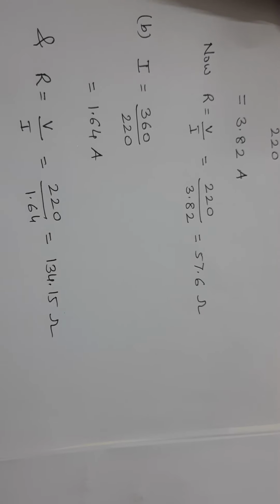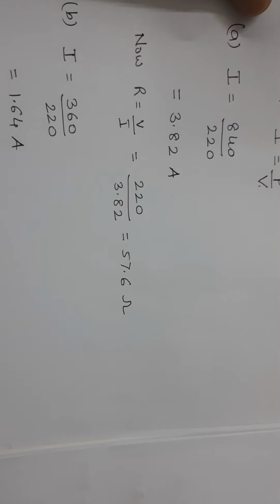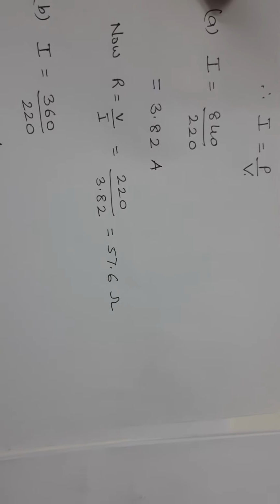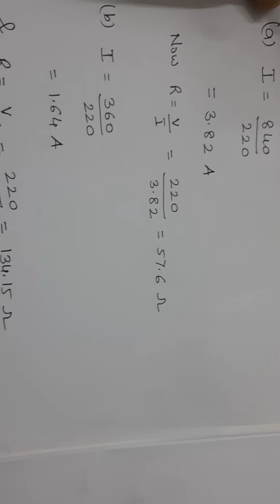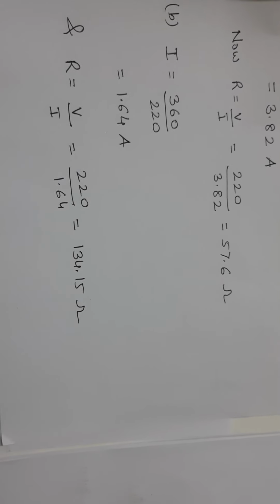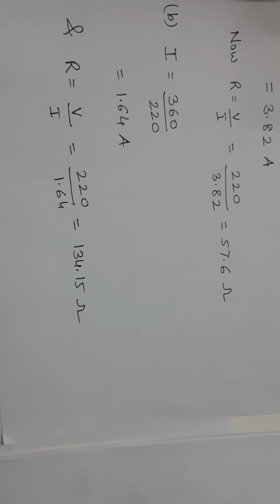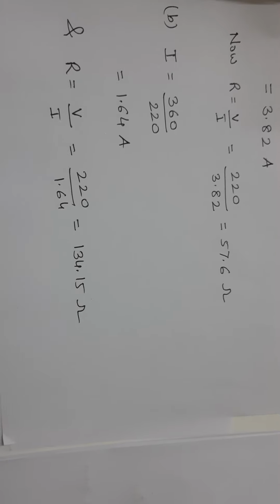I is equal to P upon V. So we have 360 upon 220. That is 1.64. So R is equal to V upon I. That can be calculated as shown. The resistance is 134.15 ohm. This is how this sum is done.